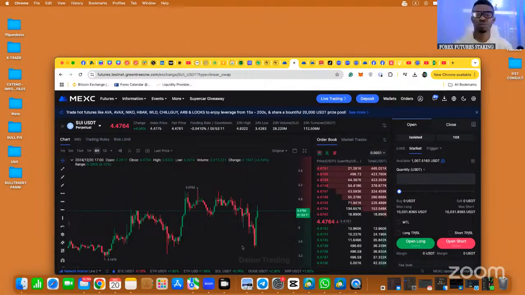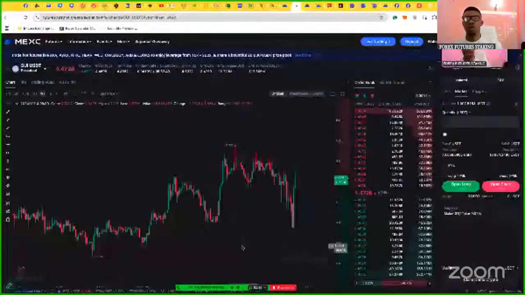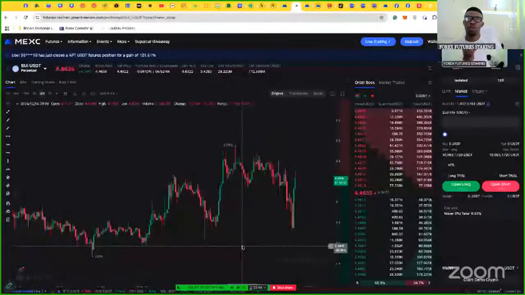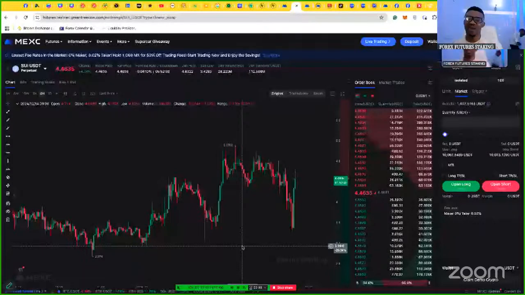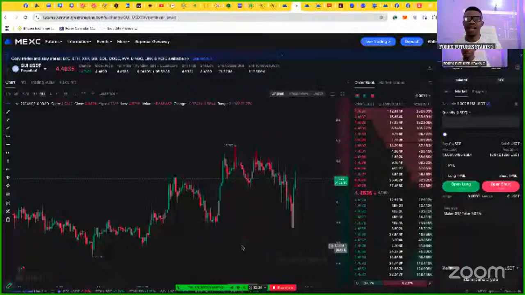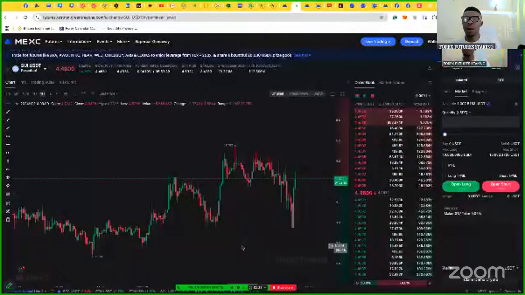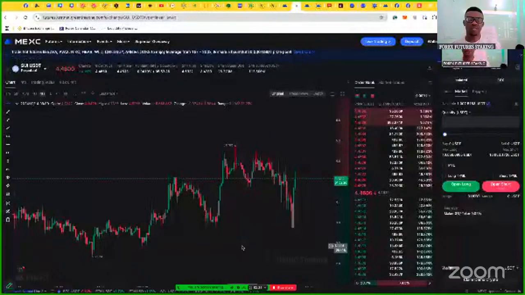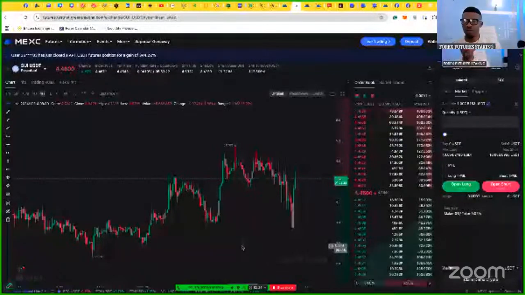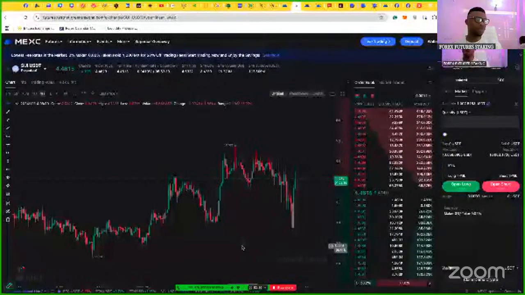Yesterday, we were looking into how to place a trade on MetaTrader 5, MetaTrader 4. Day before yesterday, we were looking at how to place a trade on MEXC exchange. Today, we are going to focus on risk management: how to apply proper risk management on futures trading on MEXC exchange and also on Forex trading on MT4, MT5.